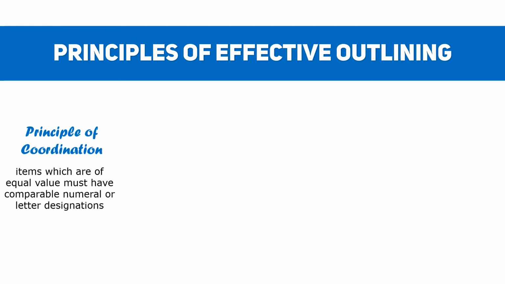So in outlining, items which are of equal value or significance must have comparable numeral or letter designations. For example, a Roman numeral 1 is equal to a Roman numeral number 2. A capital letter A is equal to capital letter B, and so on. So coordinates should be seen as having the same importance. Coordination is a principle that enables the writer to maintain a coherent and consistent document.